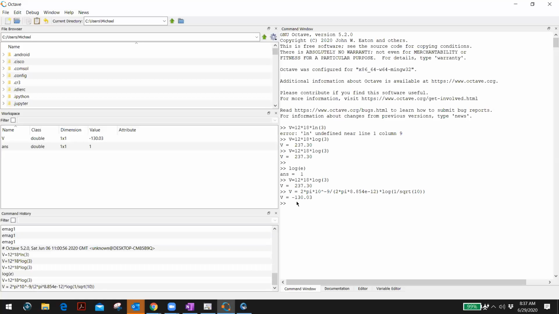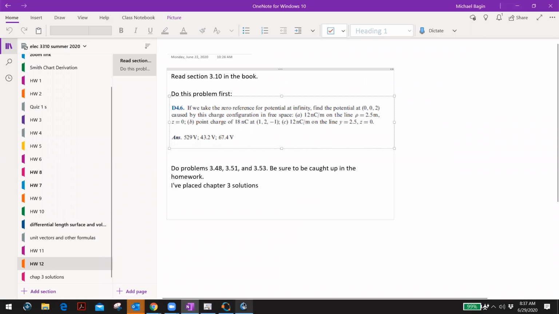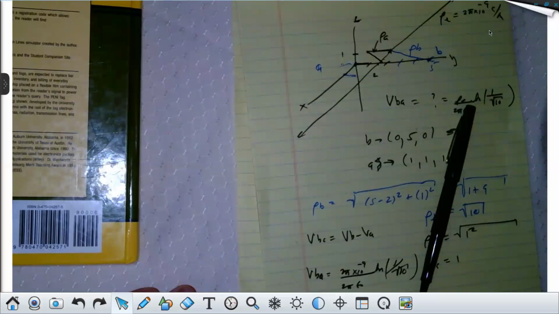Minus 130 volts. Anybody confirm that? You got it? All right. Getting back to the problem. What that means is this. Remember, VBA means you put the positive lead at B, correct? And the negative lead at A.